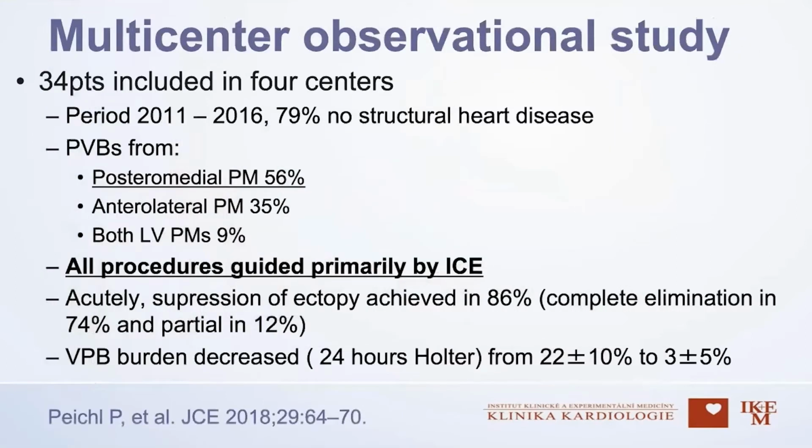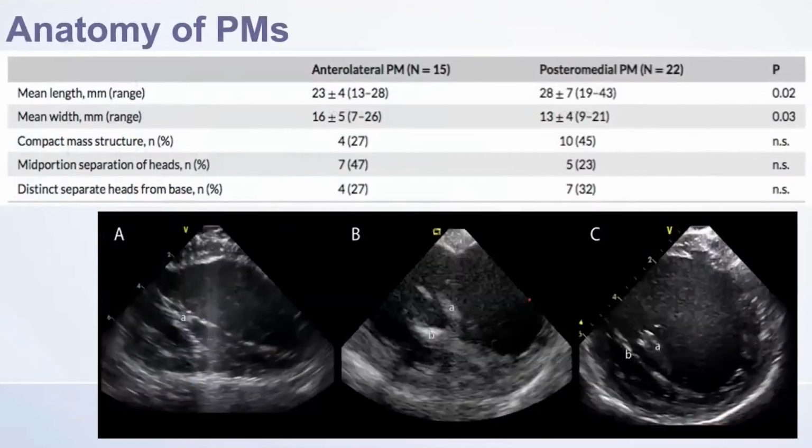We also published data from a multi-center observational study, 34 patients in 4 centers. Posteromedial papillary muscle is predominant, 56% of cases. Anterolateral is less frequent, and you can have also from both sides. All procedures were guided by ICE, and suppression of ectopy was achieved in 86% of cases, with a significant decrease of burden.